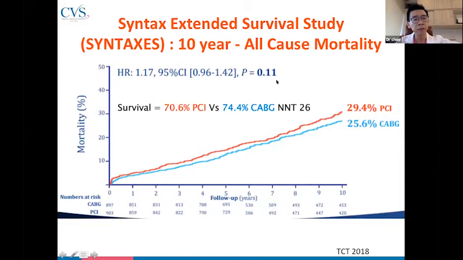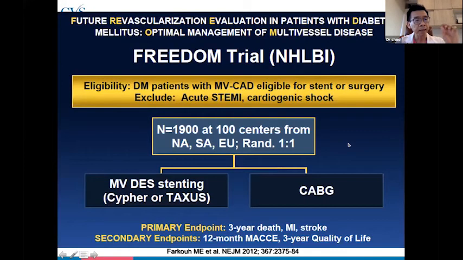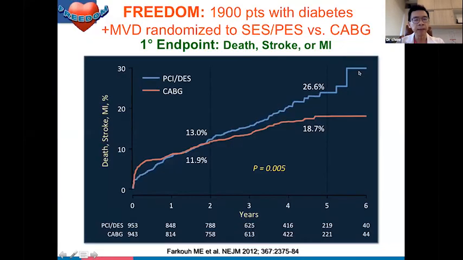Again, no statistically significant benefit in terms of mortality between bypass and PCI. But if you look at mortality in groups of patients with 3-vessel disease, CABG is still better than PCI. There are subsets of patients with multivessel disease with diabetes. This was tested in the FREEDOM trial. And in this trial, it shows that if you have multivessel disease and diabetes, CABG may be a better option for you.